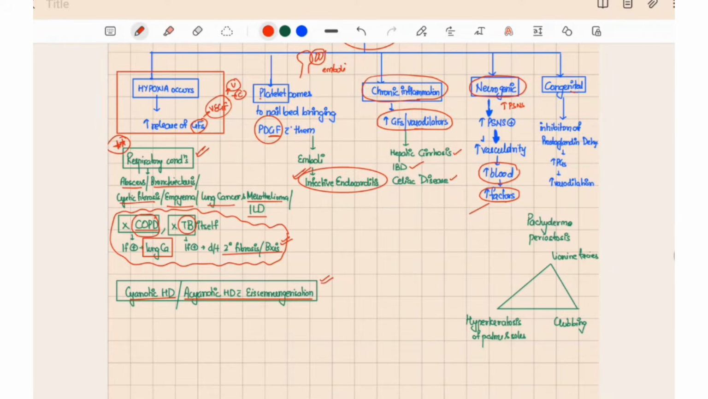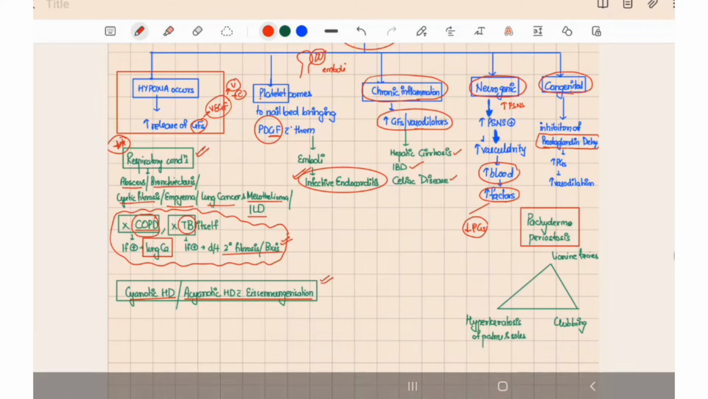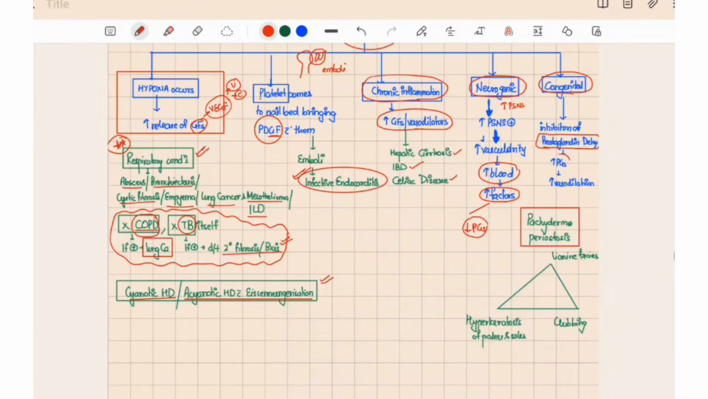And the last one is the congenital theory, in which there is a disorder, that is pachydermoperiostosis, in which there is inhibition of the prostaglandin dehydrogenase. Prostaglandin dehydrogenase normally decreases the level of the active prostaglandin. So as there is inhibition of this enzyme, there are increased prostaglandins, which increases the vasodilation at the level of nails, and thus increases the proliferation.